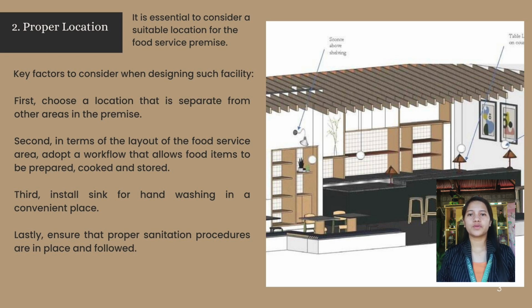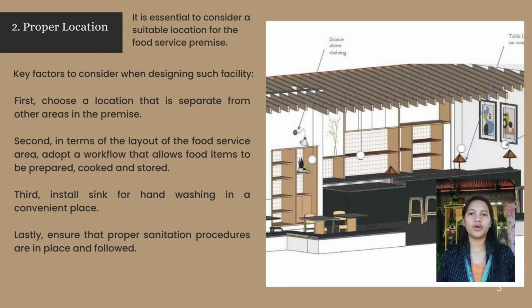It is essential to consider a suitable location for the food service premise. The location should be selected keeping in mind the easy availability of utilities like sewage, fresh water supply, and power. Also, the site should be free of potential contaminants such as chemicals or pests.